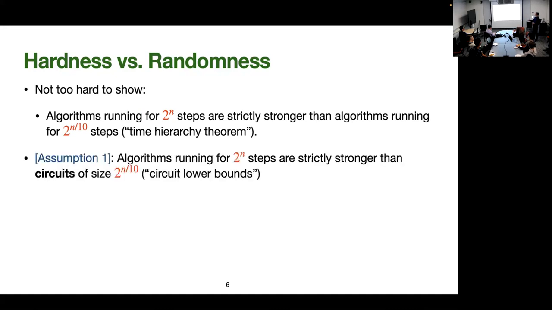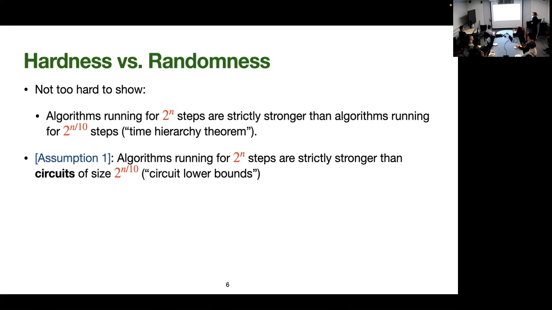And so, here's one conjecture, or one assumption, that you could make. Algorithms which run for 2 to the n steps are strictly stronger than circuits of size 2 to the n over 10. So up here I had algorithms versus algorithms. Here I have algorithms versus smaller circuits in some sense. So this seems plausible. Seems like it's probably true.